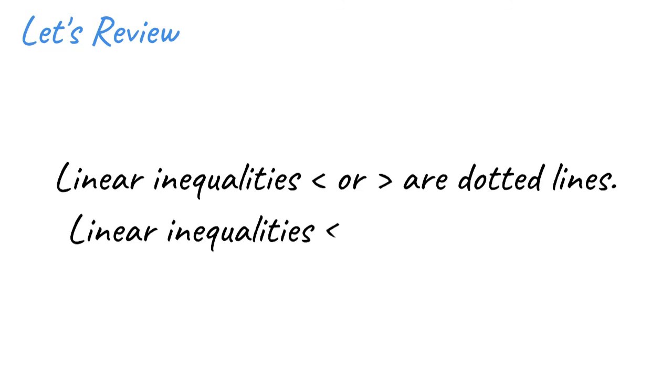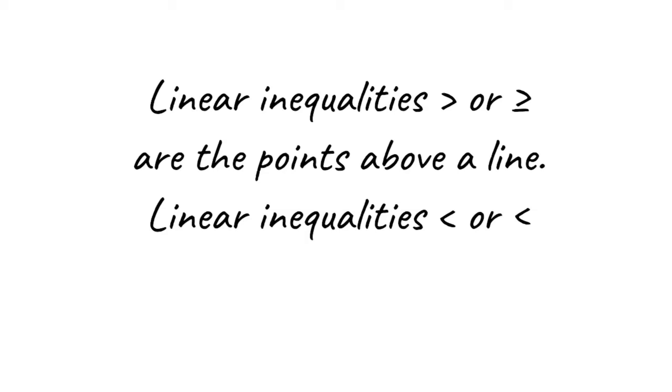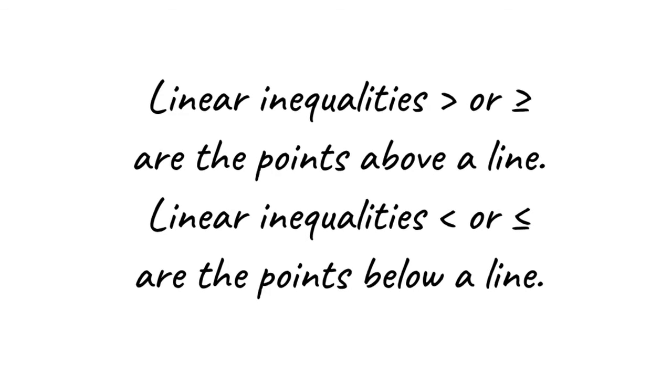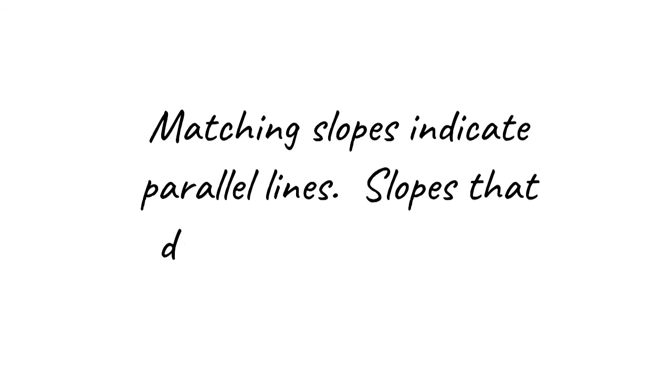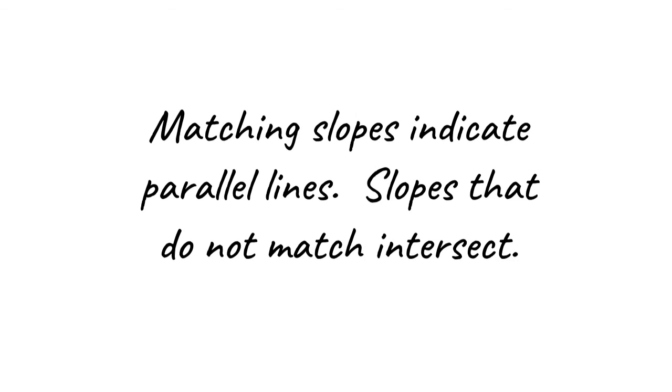Let's review. Linear inequalities that are less than or greater than are dotted lines, whereas linear inequalities that are less than or equal to or greater than or equal to are solid lines because of the equal to component. Linear inequalities that are greater than or equal to are the points above a line. Linear inequalities that are less than or equal to are the points below a line. Matching slopes indicate parallel lines. Slopes that do not match intersect.